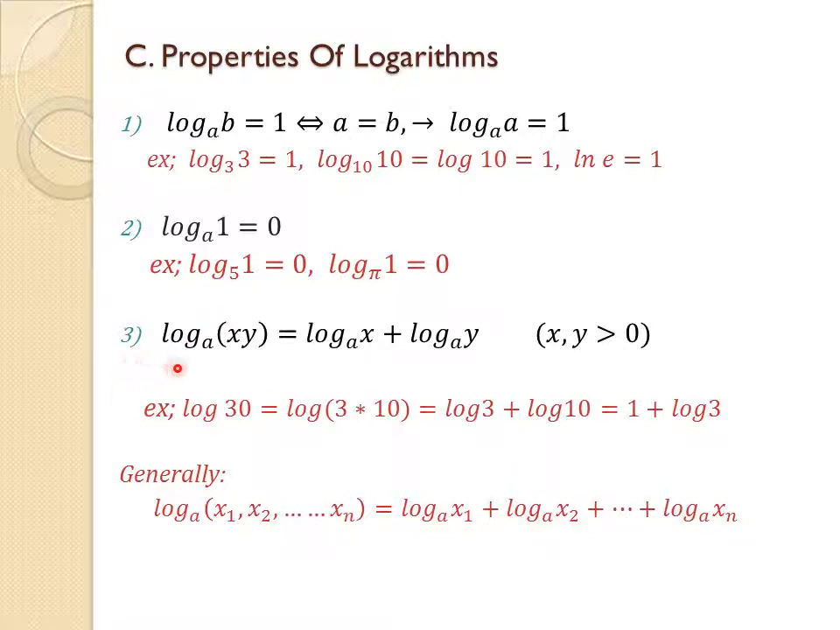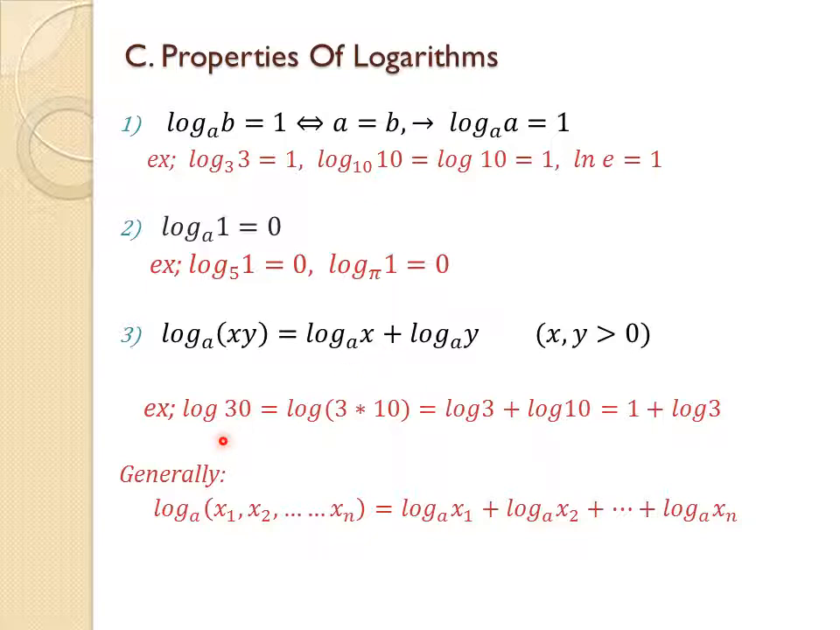Number 3, if the argument is 2 multiplied numbers, I can separate the logarithm. I can make it logarithm x to the base a plus logarithm y to base a. You remember that the arguments must be positive values. So if they are multiplied together, I can separate the logarithm into 2 terms with addition.